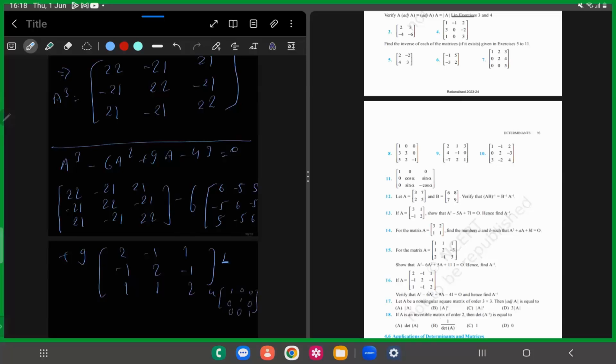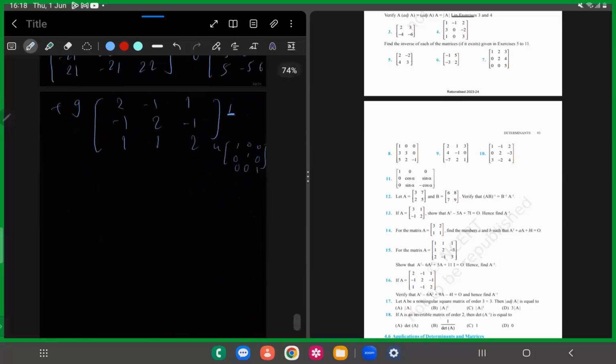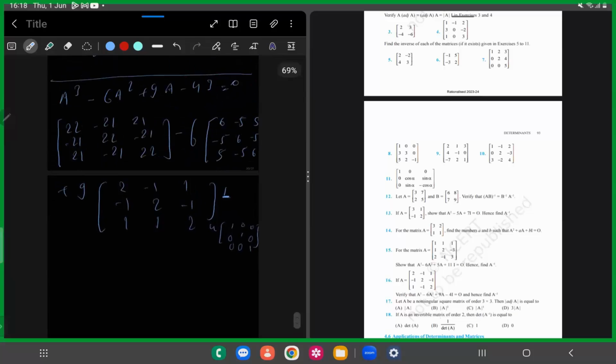Okay, and if we add all these terms, if we take the first term, this would be 22 minus 36 plus 18 plus 4. Okay, so this would be 22 plus 4 is 26 plus 18 is 40.